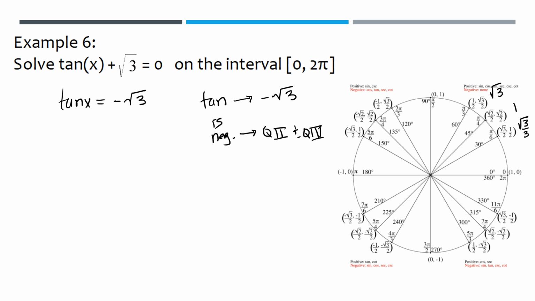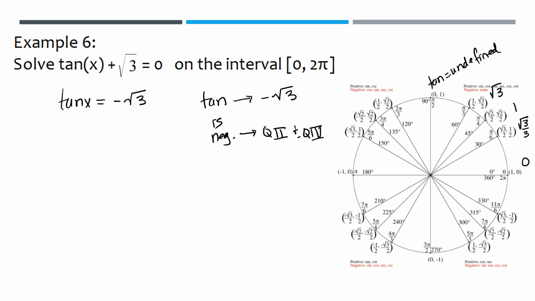Tangent of 0, 0 divided by 1, would be 0. That would also be true at 180 degrees, 0 over negative 1, or at pi. Tangent of 90 and 270, so at pi over 2 and 3 pi over 2. In this case, tangent is undefined. So you won't have a solution if we're trying to solve for tangent at pi over 2 or 3 pi over 2. Okay, so tangent of x is back to negative square root 3.